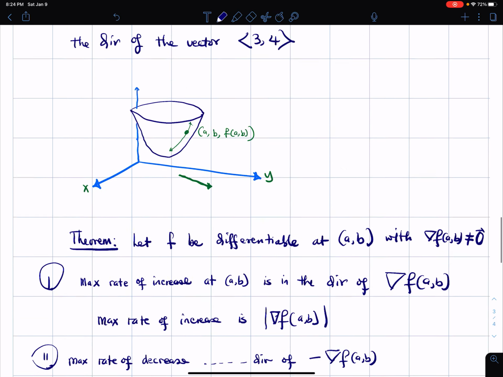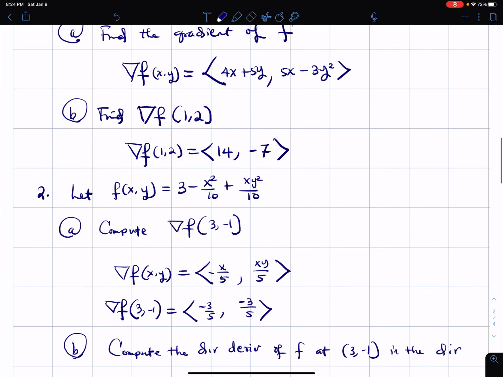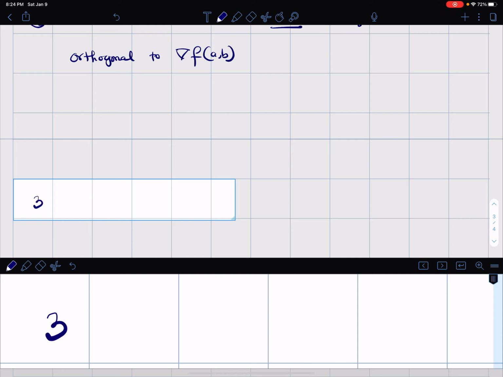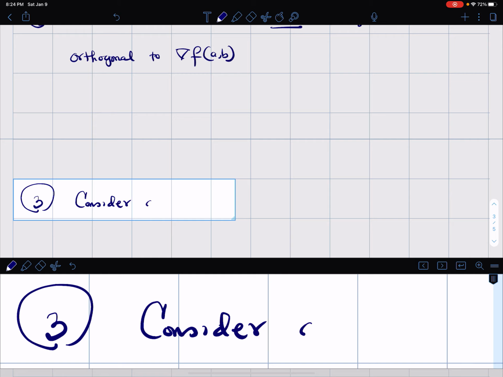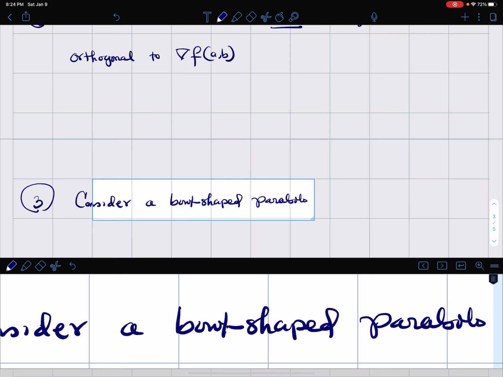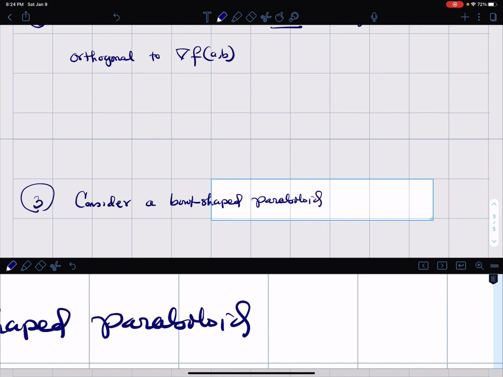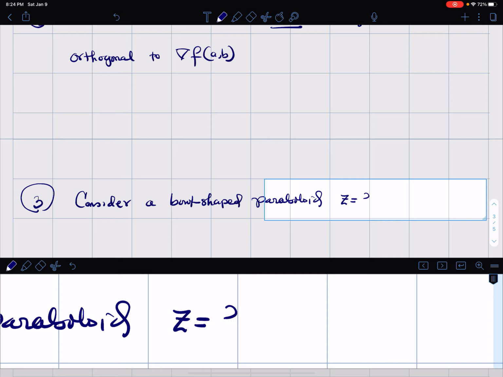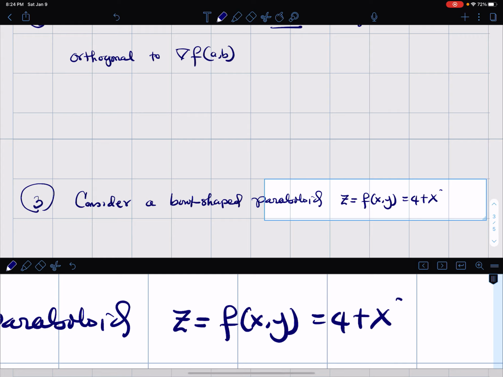So that I can call my next example, example 3. Let's consider a bowl-shaped paraboloid. This bowl-shaped paraboloid is z equals f of x, y, equal to 4 plus x squared plus 3y squared. Okay?